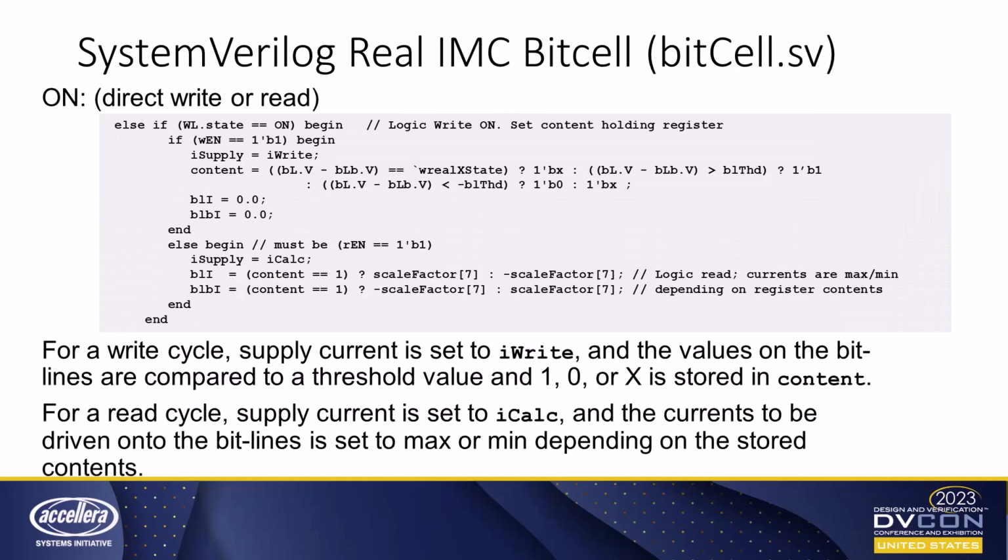It'll be in a direct write or read if the word line state is fully driven, in other words, on. And for a read, we just set either a full scale current output or input so that the bit line gets driven to its full on or off state, determined, of course, by the content stored in the bit cell latch. And while it's in that mode, the bit cell supply current is going to be set to iCalc. And for a write, the content stored in the latch gets set to a 1 or a 0, depending on the voltage that is being driven on those bit lines. And of course, in that mode, the bit cell supply current is going to be iWrite.